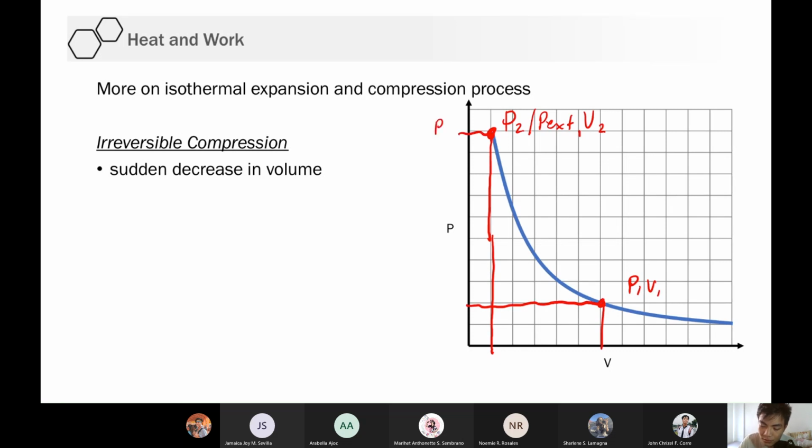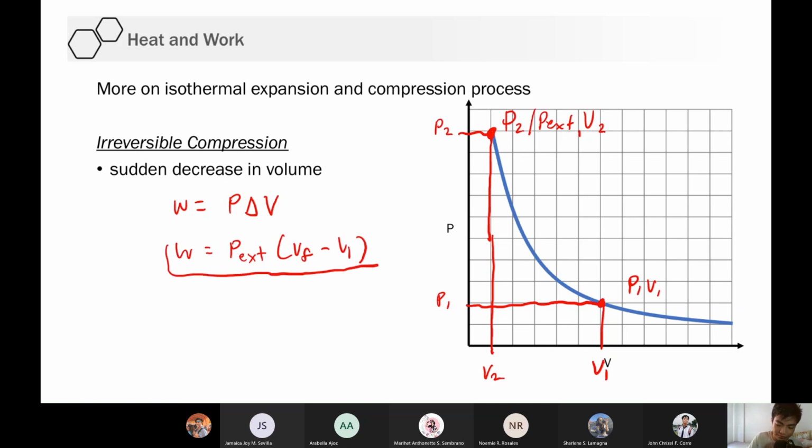Okay, so this is P2, P1, this is V2, this is V1. So irreversible compression, we know that the formula is negative P delta V. The P is the P external, Vf minus Vi. Yun na yun. Yung na-solve natin kanina. So ano itsura nun kapag nag-graph, no?